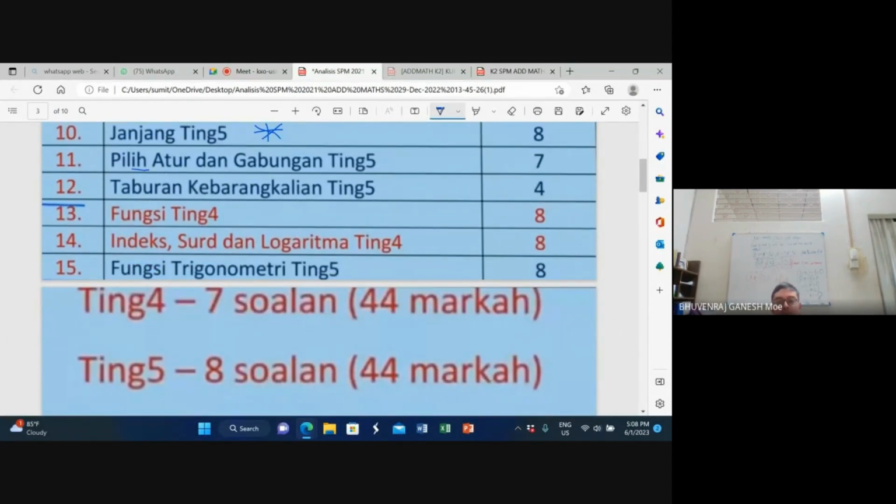Permutation and combination. Did you learn this chapter? Form 5, chapter 4, number 11. This one is also actually quite a tough chapter, even for me. Let me see, okay.